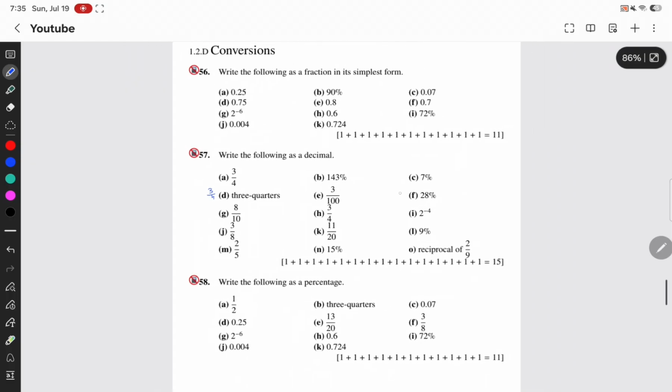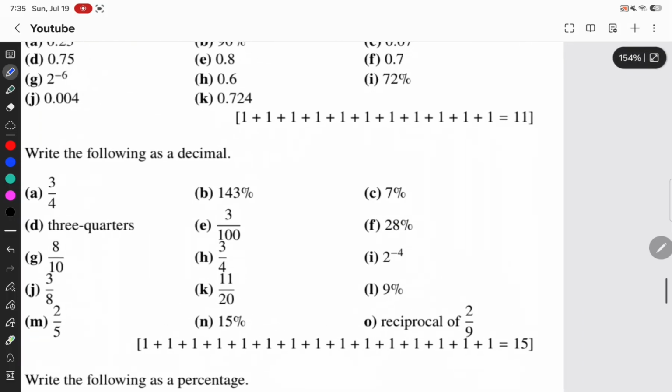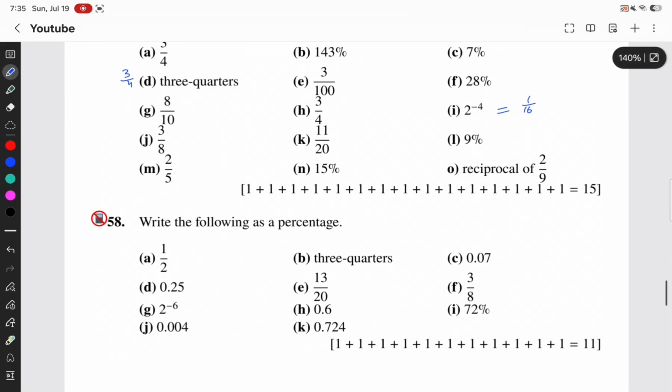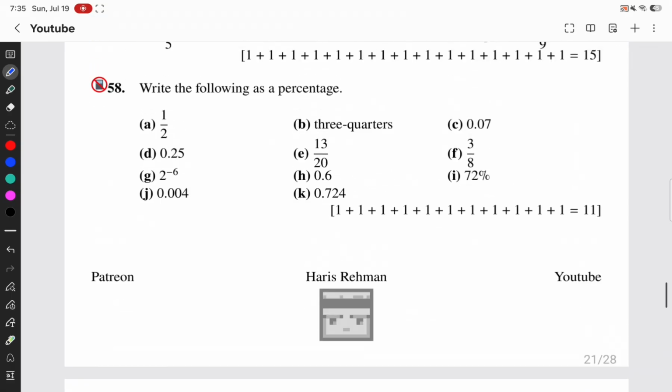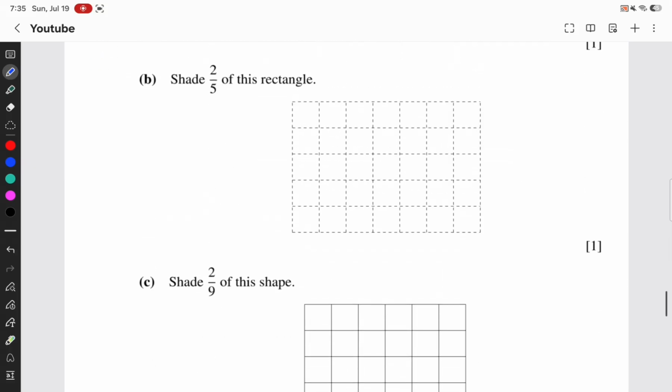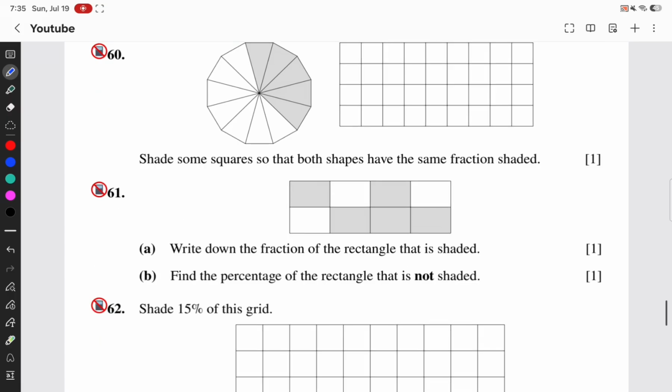Okay. Some do need a calculator. Example, this is actually 1/16, 4/16. Yeah, so sorry about that. As a percentage, see, I repeated some as well. Shade 3/4 of this grid, 2/5 of this rectangle, 2/9 of this shape. Square so that both shapes have the same fraction shaded. Identify the fraction that is shaded. Percentage that is not shaded.